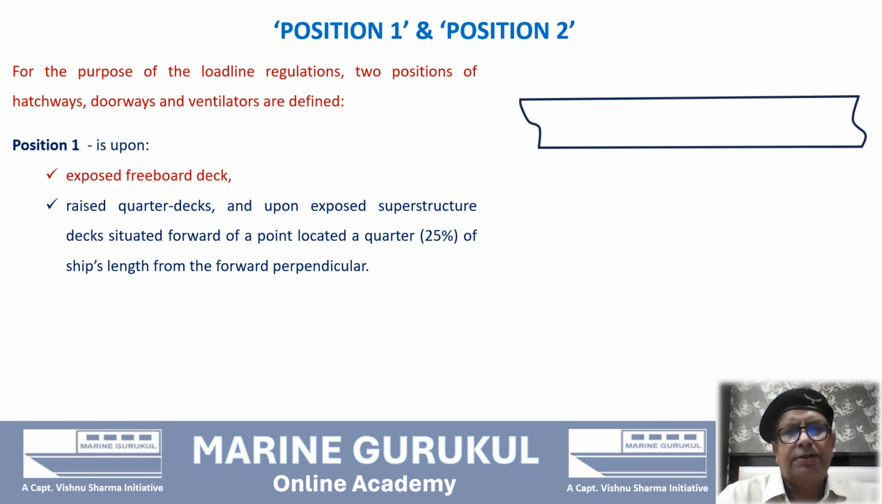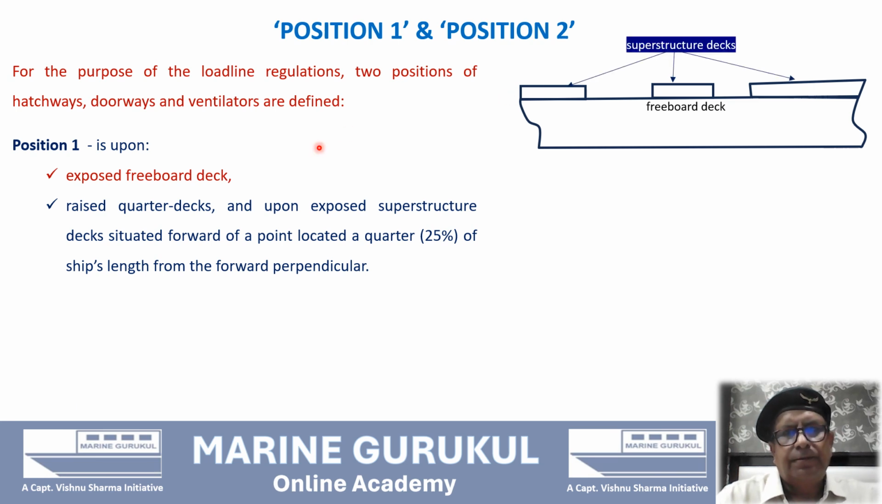So if we look at this diagram, in this we have 3 superstructures. So there are 2 parts on the freeboard deck which are exposed, which are being shown by the red line, and both these positions here on the exposed freeboard deck and here on the freeboard deck are position 1. And on the superstructure decks, 25% of the length from the forward perpendicular, which is now coming up, this part of the superstructure deck here represents position 1.